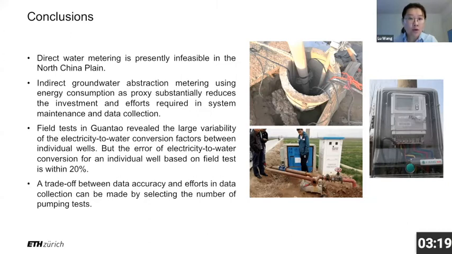For an individual well, the error of conversion based on field test is within 20%, but this value can be different in other regions, so it needs to be tested specifically. Field tests revealed large spreading of conversion factors, but one can make trade-offs between required accuracy and efforts in data collection by selecting the number of pumping tests. The methodology can be applied to other regions where wells mainly run on electricity, especially the intensive agriculture pumping areas in the developing country.